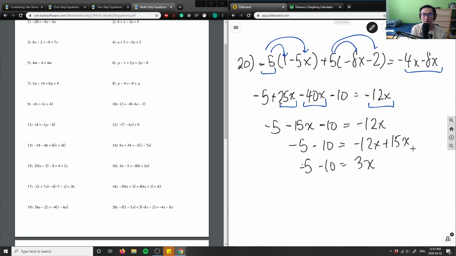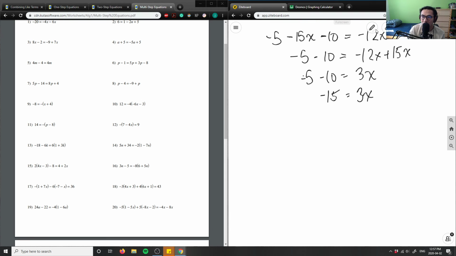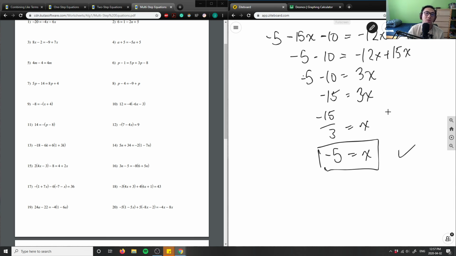I'm left with, let's work on this left side now. I have negative 5 minus 10. We are almost there. Negative 5 minus 10 here equals negative 15 equals 3x. And now we're in the home stretch of things. All we have to do is isolate this x value. If I have 3 times x, I'm going to have to divide both sides by 3, do the opposite operation. So negative 15 divided by 3 equals x here. Negative 15 divided by 3 equals negative 5. Negative 5 equals x will be our final answer for 20.